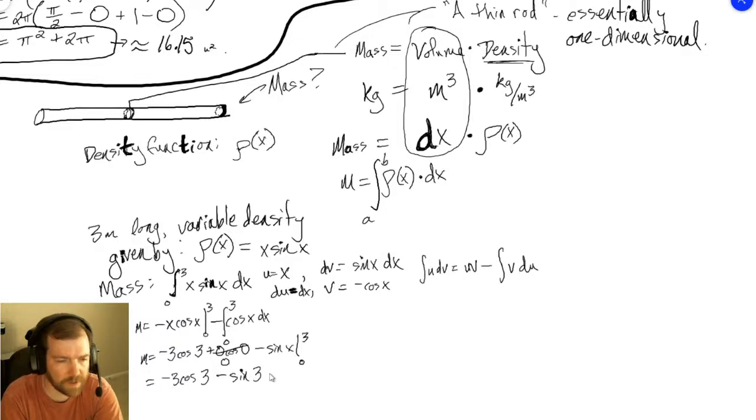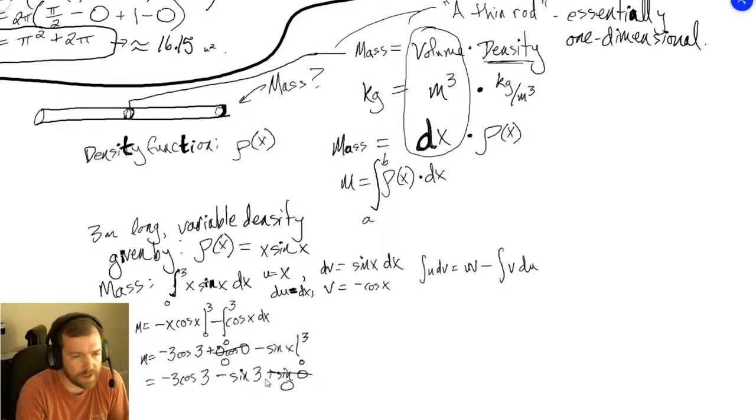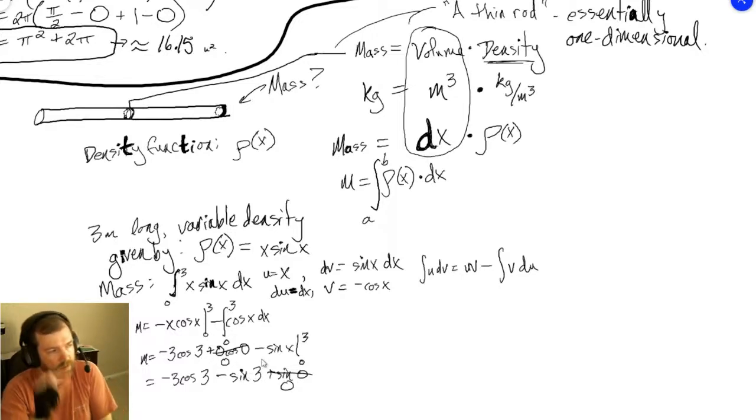Okay, minus the sine of 3 plus the sine of 0. So that's also 0 there. The sine of 3 is going to be a very small number because 3 is very close to pi. And that means that our y distance very close to pi is also very close to 0.